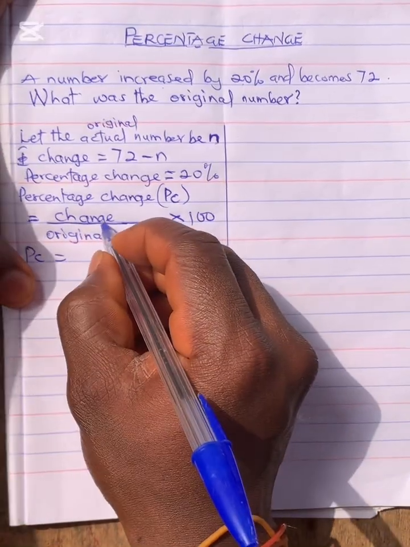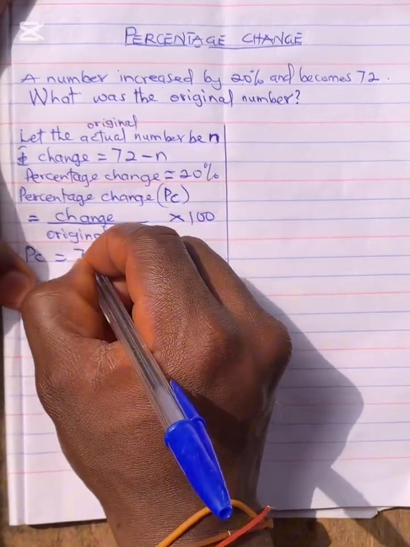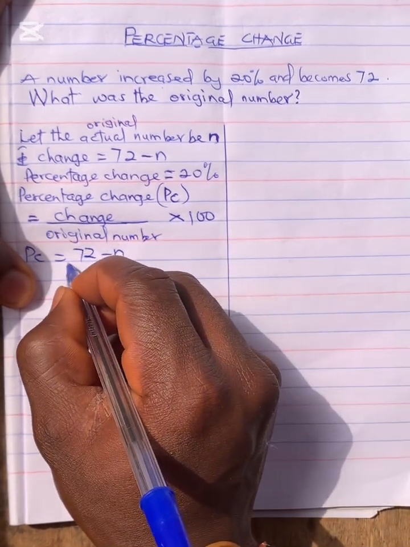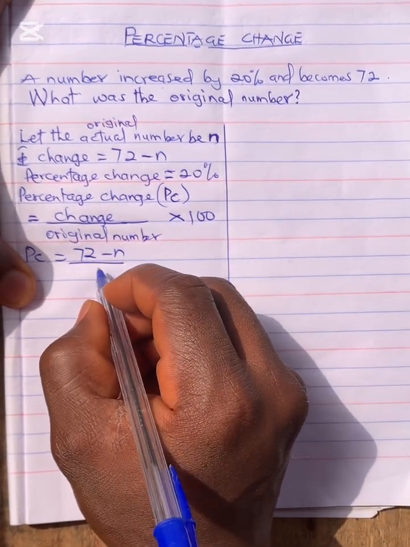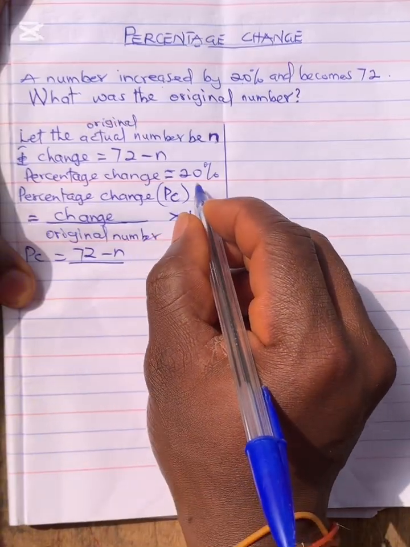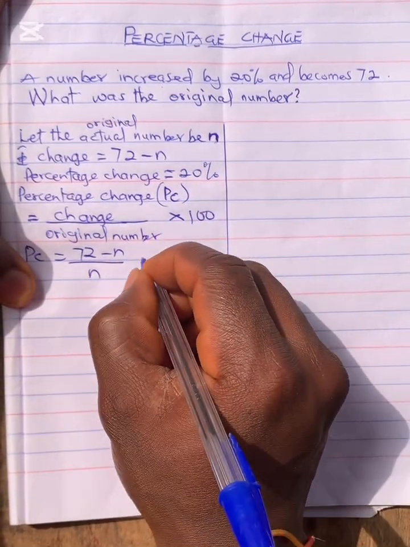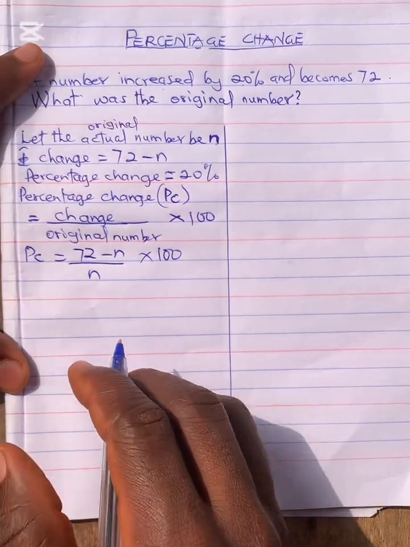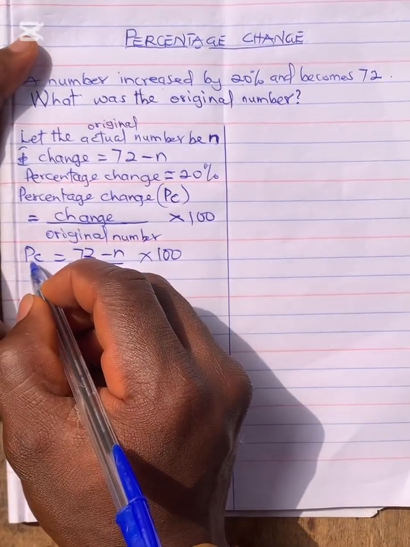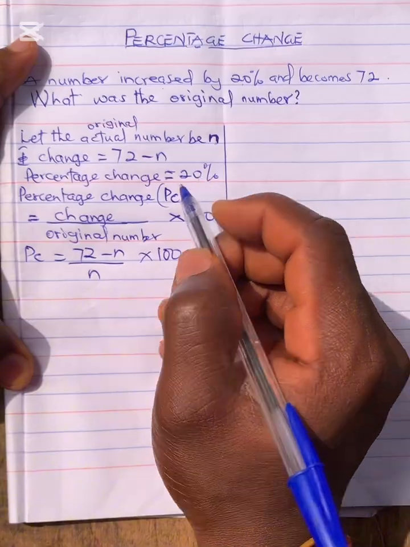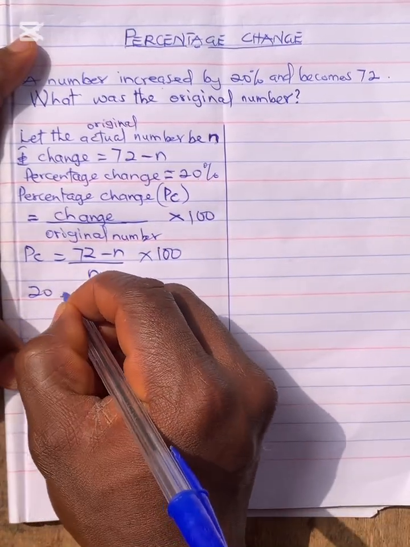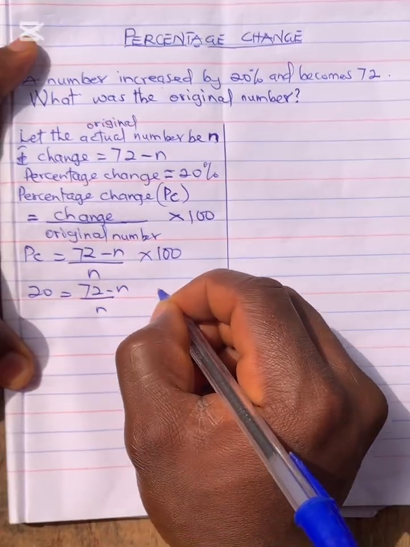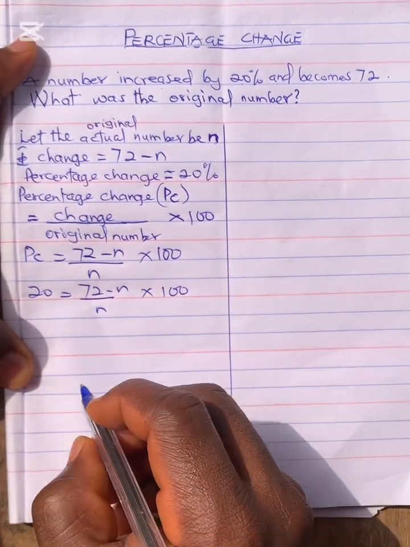PC here equals the change, which is 72 minus N, out of the original number. The original number here is N, multiplying 100. Now PC, percentage change, equals 20%. So 20 equals (72 minus N) out of N, multiplying 100.